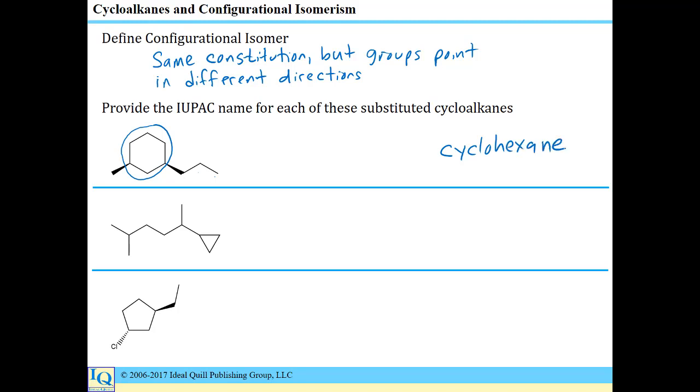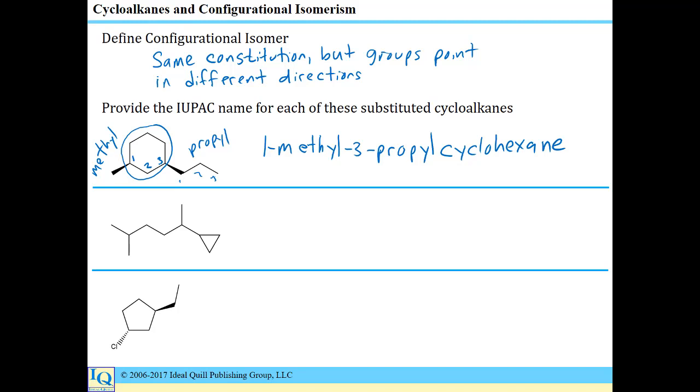Next, we have to look at the substituents coming off of that cyclohexane. We have a methyl group on the left and a propyl group on the right. Because a cycloalkane doesn't have an end, you can start numbering anywhere in that circle. So it's relatively easy to assemble the core part of that name, 1-methyl-3-propyl cyclohexane.